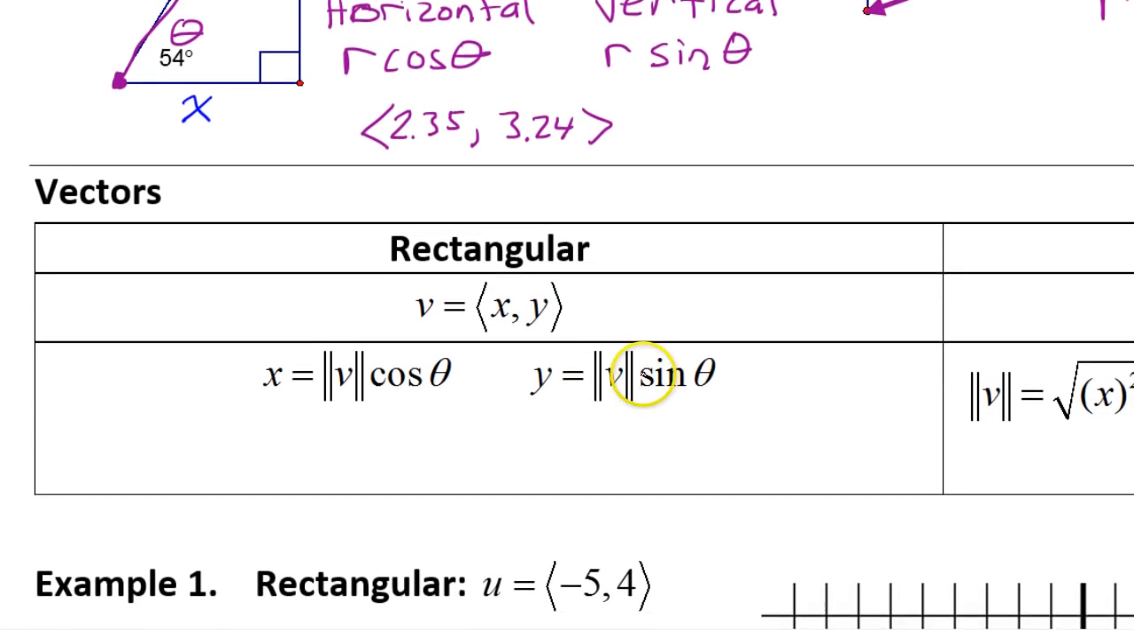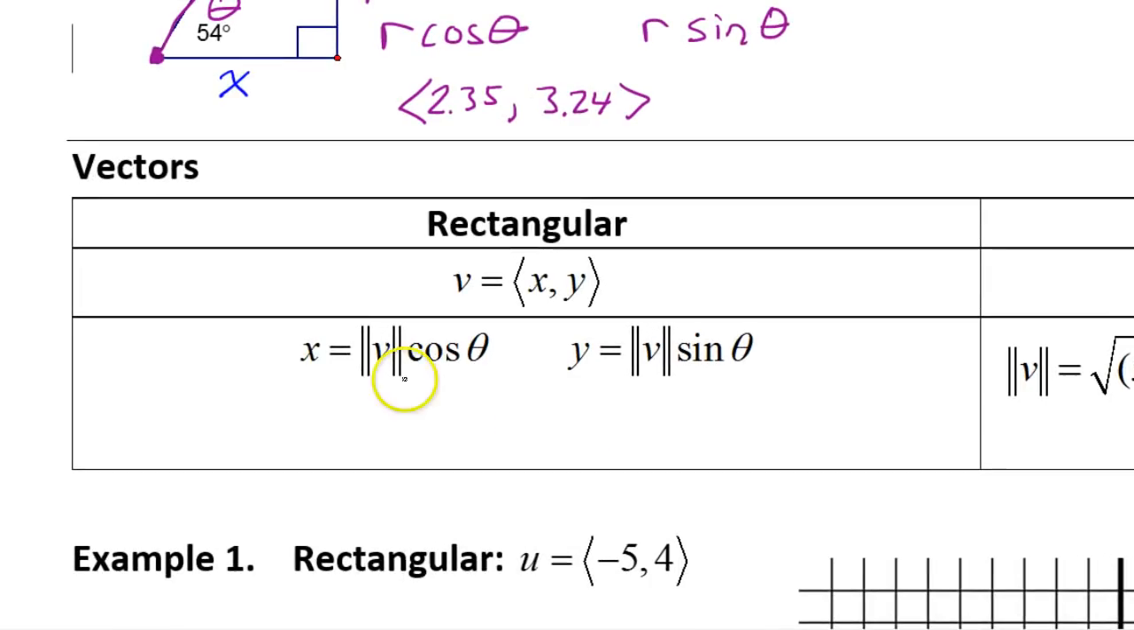Okay, so in a nutshell, if I want to find the horizontal component, it's always going to be r cosine theta, where r is the magnitude or length of the vector. And the vertical component is always going to be r sine theta, where r is the magnitude of the vector, the length of the vector.